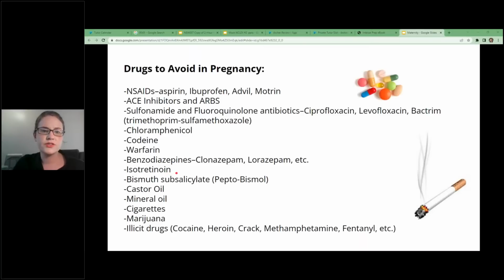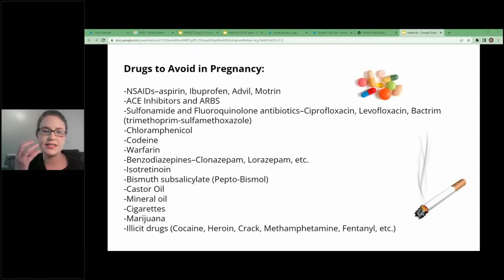Isotretinoin, that's also known as Accutane. This is a medication that's used to treat really severe cystic acne, and you never use it if someone's pregnant because it's known to cause really, really severe birth defects. In fact, women who take this medication need to be on 2 forms of birth control, and they get monthly pregnancy tests because the effects to the fetus are so bad.